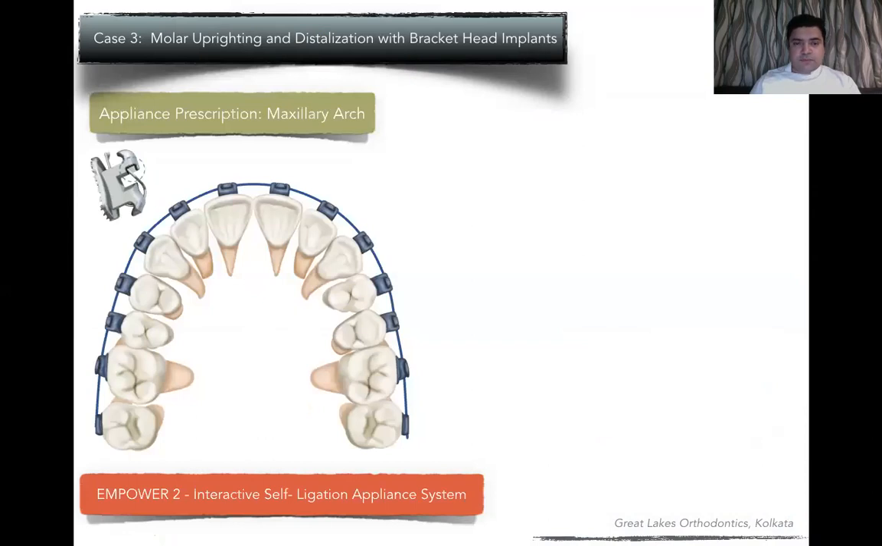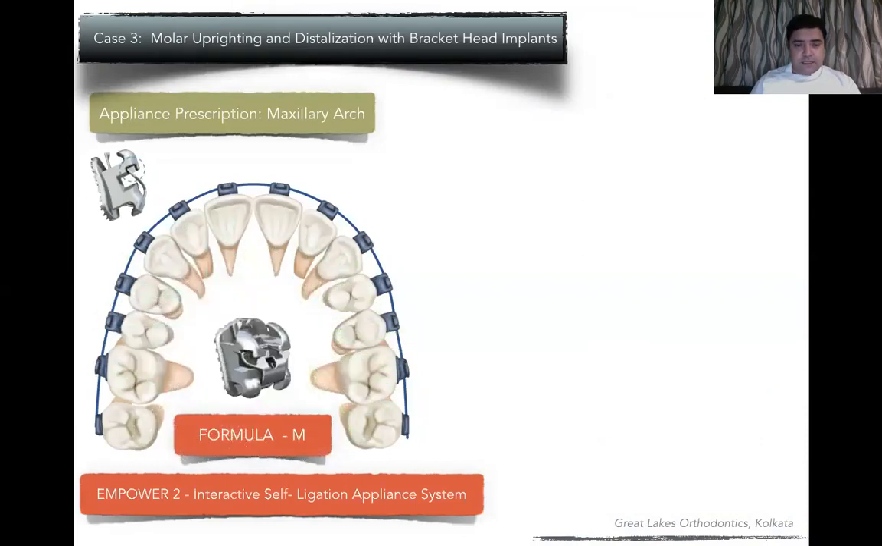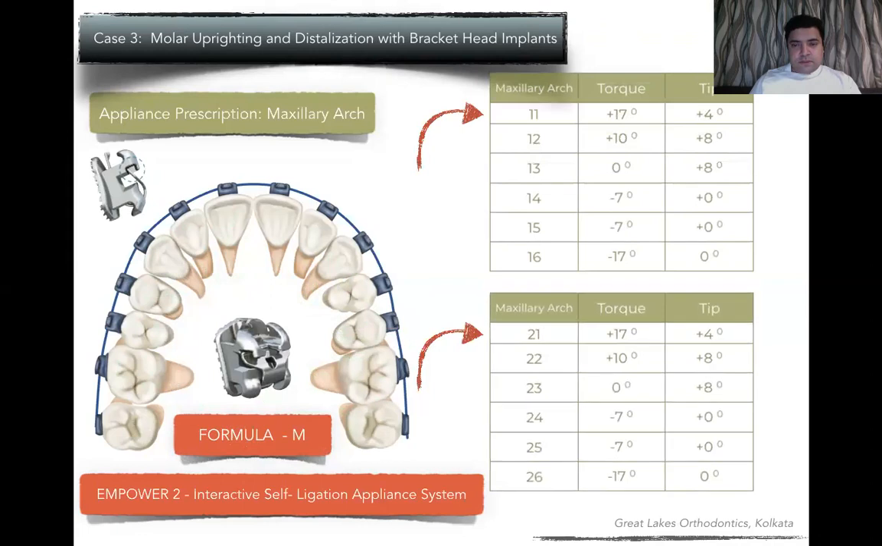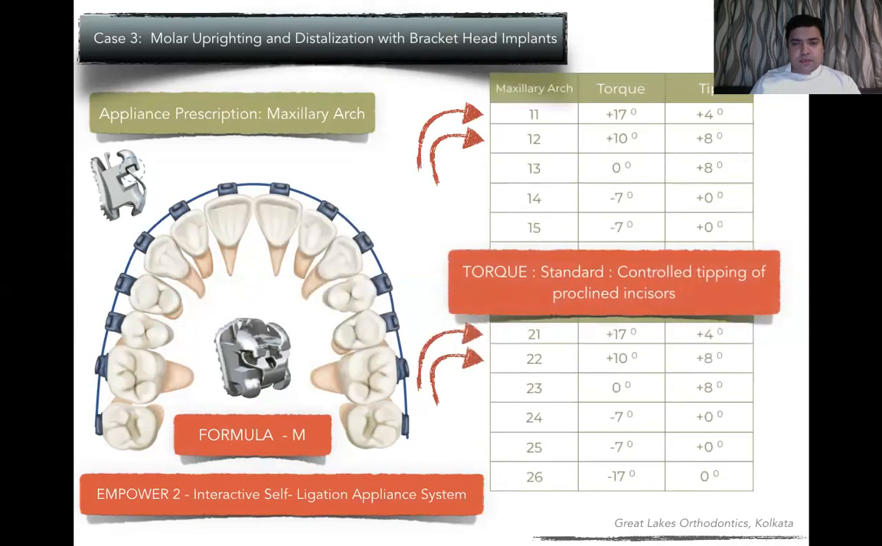So what's our philosophy or the appliance that we are going to use? For the maxillary arch, we are planning to use the Formula M, that's MBT Mechanics, Empower 2 interactive self-ligating appliance system. In the maxillary arch, we have a significant torque value of +17 on the centrals and +10 on the lateral incisors, which shows that we will be able to bodily retract the upper anteriors. The torque, which is standard, will give a controlled tipping of the proclined incisors, which is the need of the arch.